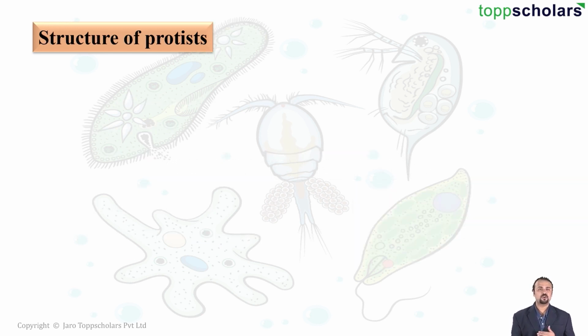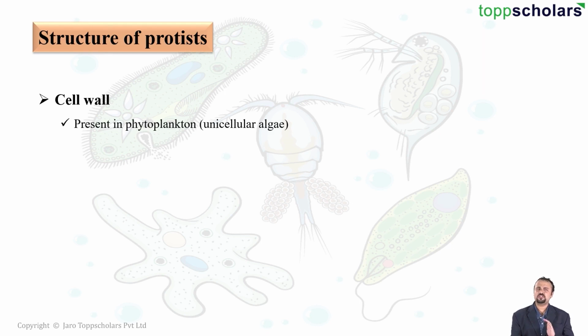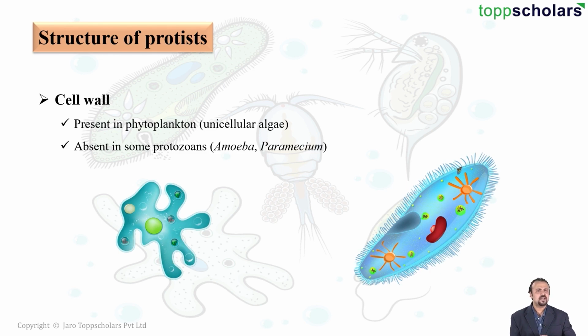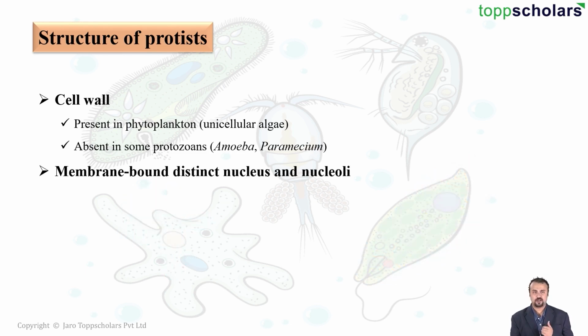Let us now move on to the structure of the protist. Let us first see how the cell wall is. The cell wall is usually present in phytoplankton, and when I say phytoplankton, I am mainly talking about the unicellular algae. Students, the cell wall is absent in some other protists like protozoans, example being amoeba, paramoecium, etc.